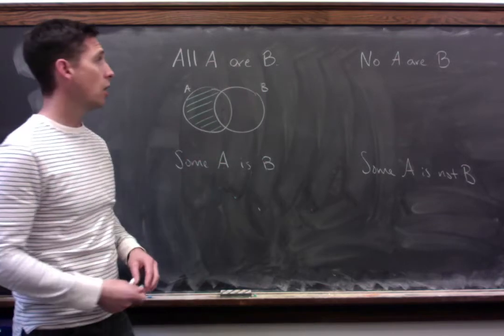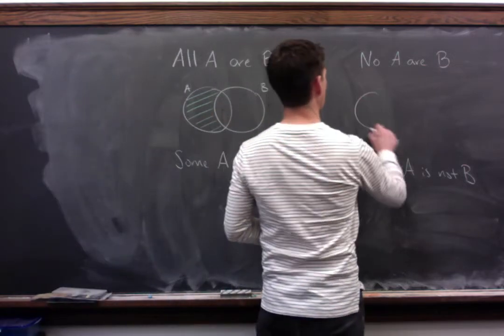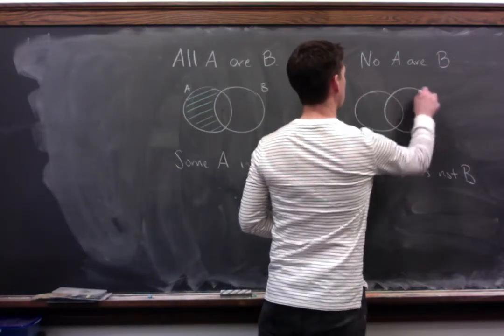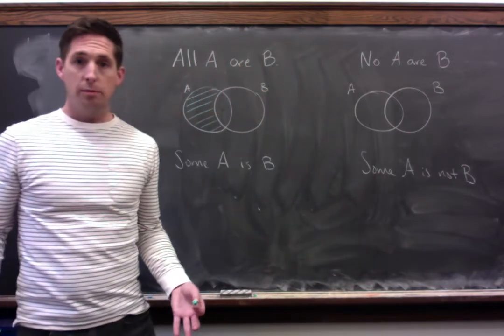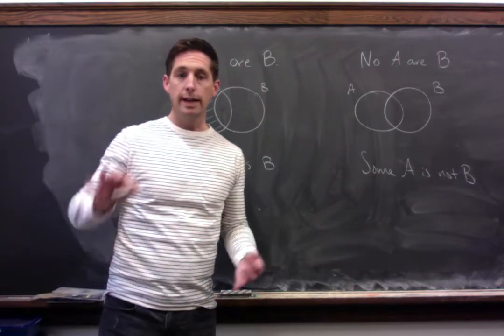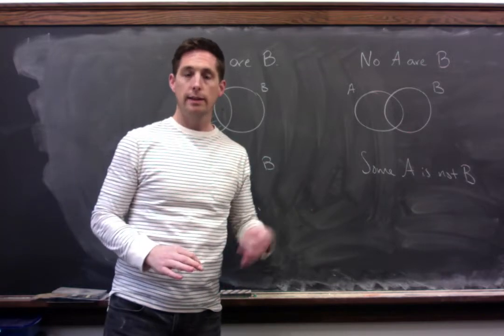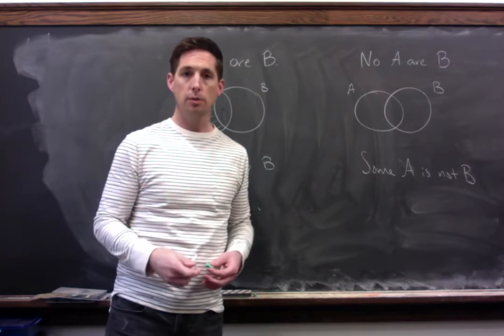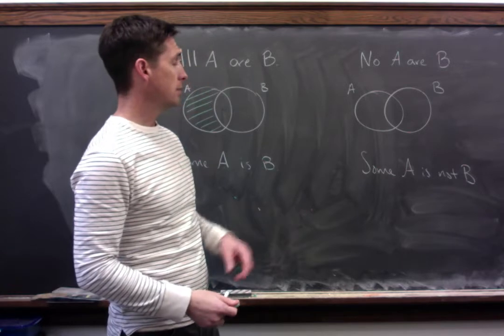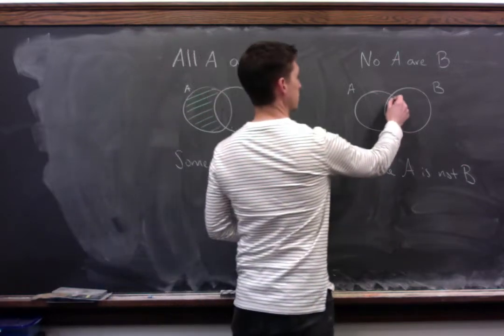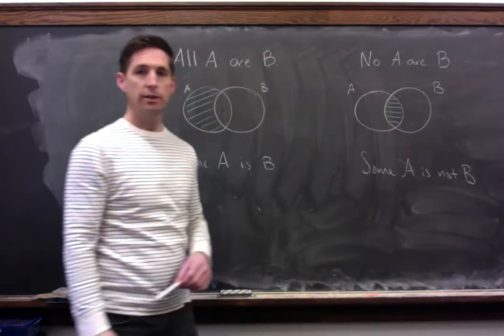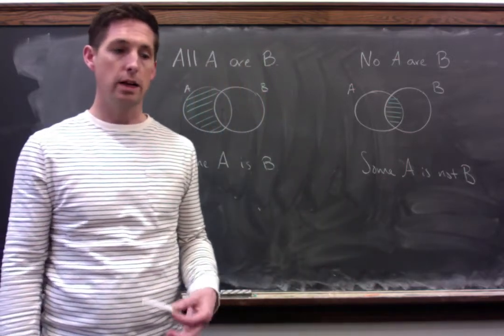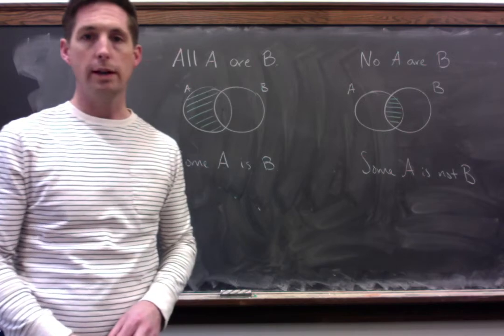What about moving over here to no A are B? Let's draw our circles again. We've got our A circle and our B circle. If no A are B, it means there's no overlap between A and B. Anything that's A is not B, right? And anything that's B is not A. There's none that have both properties. And so we know that the region that must be unoccupied is this region here. So we shade out the middle region. That's what corresponds to saying no A is B, or no A's are B.